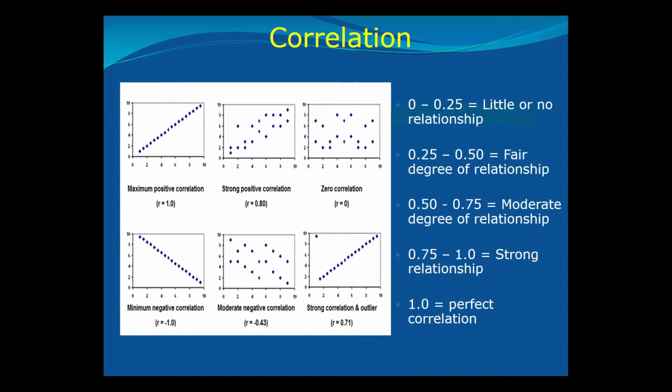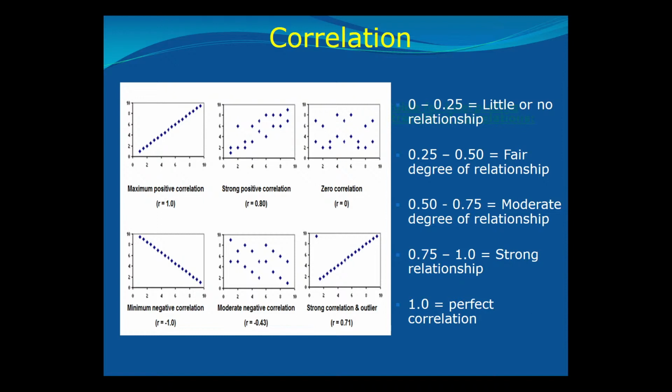You don't need to memorize the formula for the correlation coefficient because all statistical applications calculate it. If the correlation coefficient varies from 0 to 0.25, we conclude there is little or no relationship, a lack of relationship.